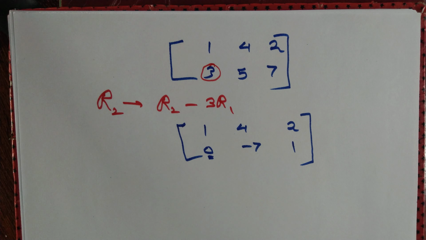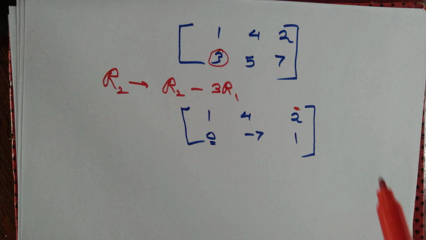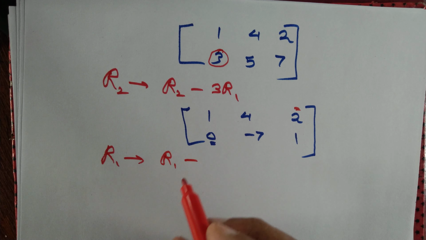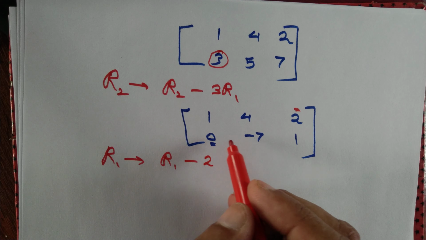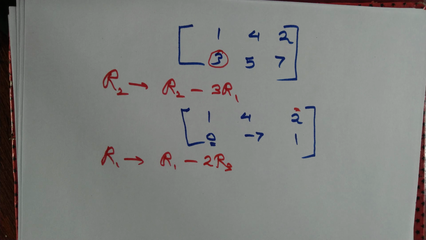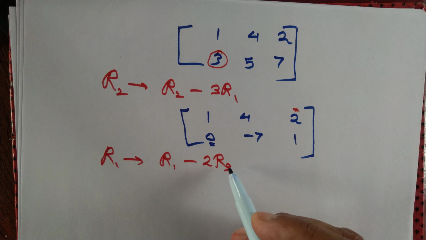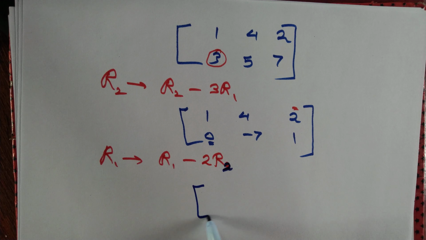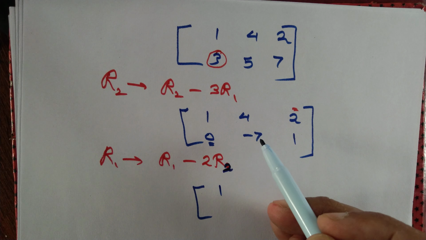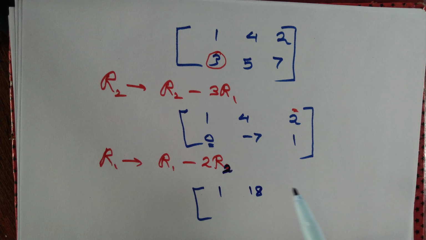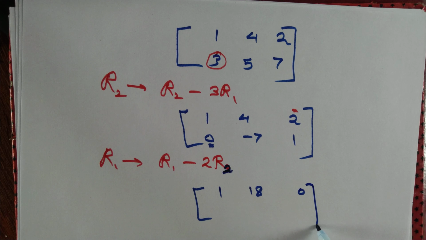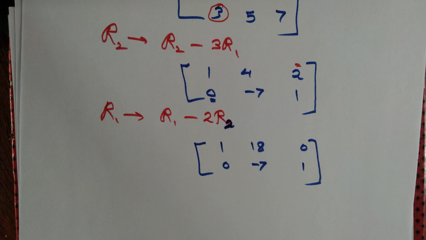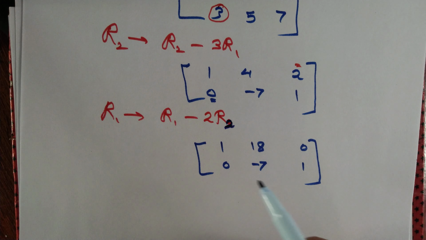What about some more entries? Can I get other entries? Oh, it's easier to get this one to be 0. So we apply the operation R1 is R1 minus 2 times R2. We are subtracting double the second row from the first row. 1 as it is. 4 plus 14, that's 18. 2 minus 2, that's 0. 0 minus 7, 1 as it is. You see that we don't have much scope of increasing number of zeros by using elementary row operation.